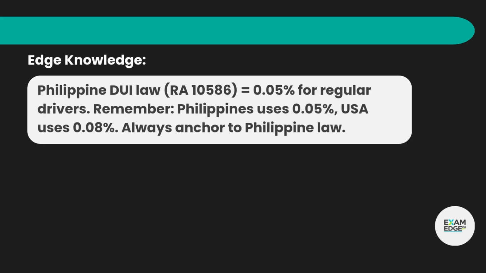Edge knowledge. Philippine DUI law, RA 10586, equals 0.05% for regular drivers. Remember, Philippines uses 0.05%, USA uses 0.08%. Always anchor to Philippine law.